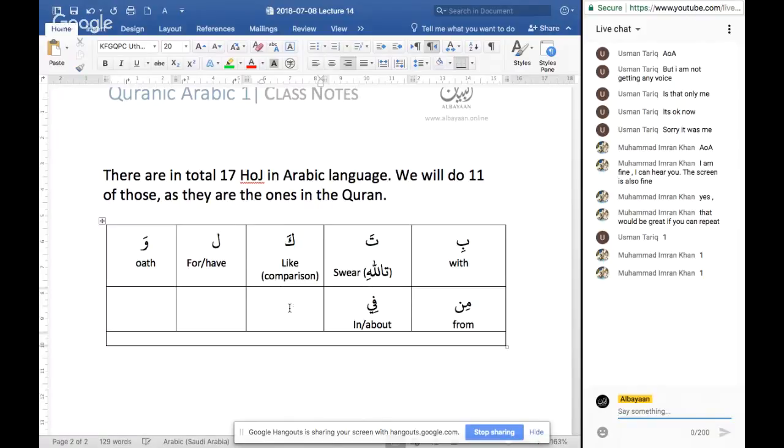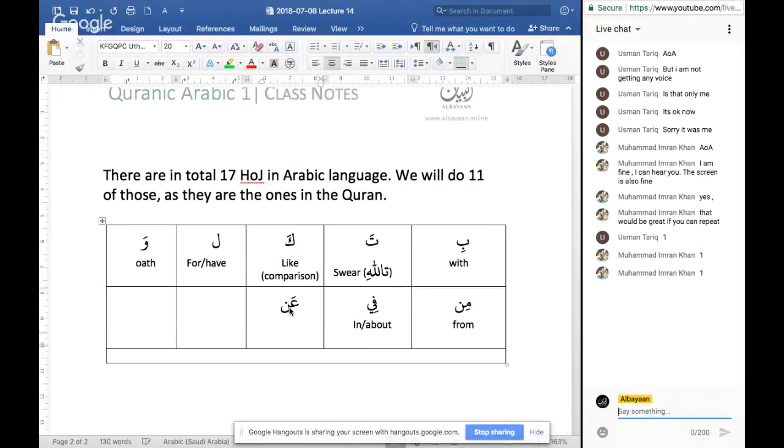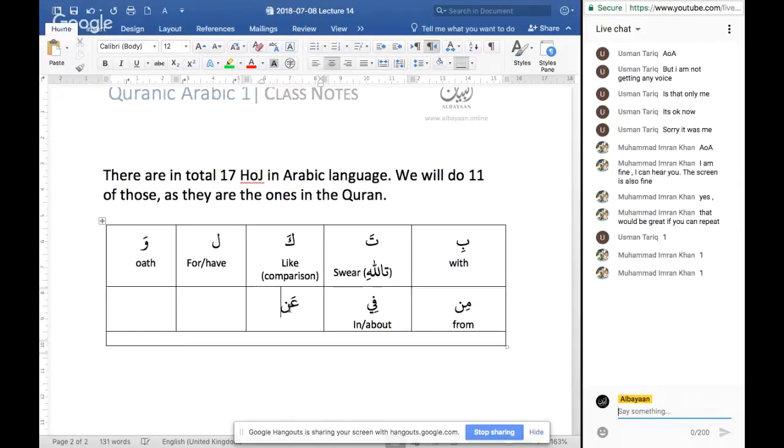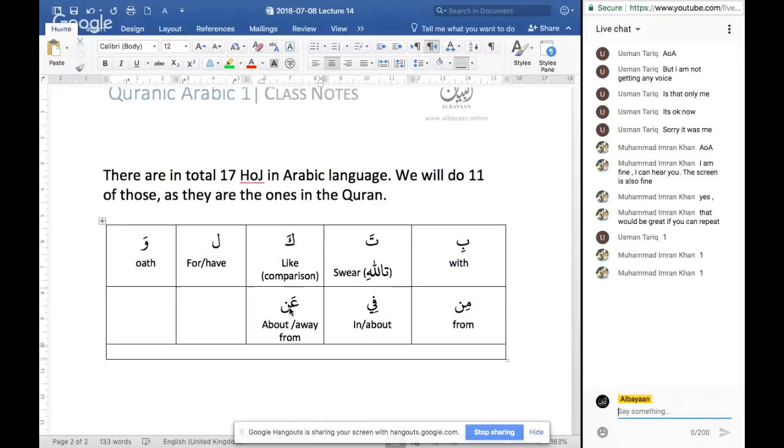Min fi an. An means about or away from. It is used in the meaning of about or away from. About, away from. Min, fi, an.